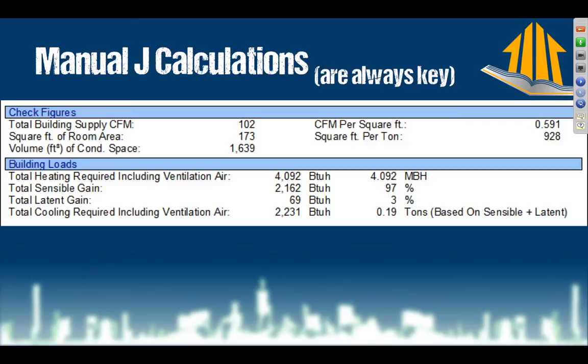Manual J is a manual. It is an actual book that gives you a number of steps and rules to follow in order to run a calculation that will tell you exactly how much heating and cooling you need in a house. And this could be an apartment or a mansion, it doesn't matter. So I'm using this on my 190 square foot tiny house. What you can see here is that number 1, the square footage of room area is 173. That means it's subtracting out the wall cavities, which is kind of interesting.